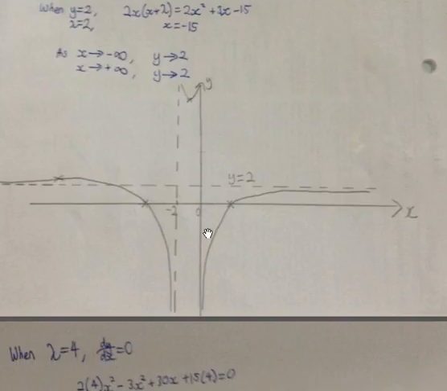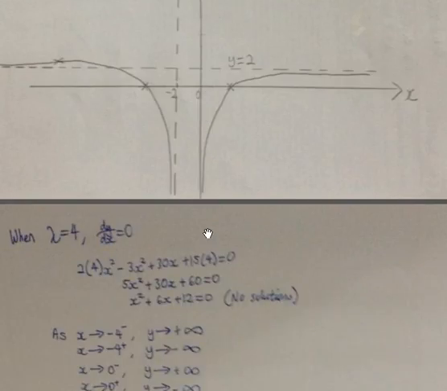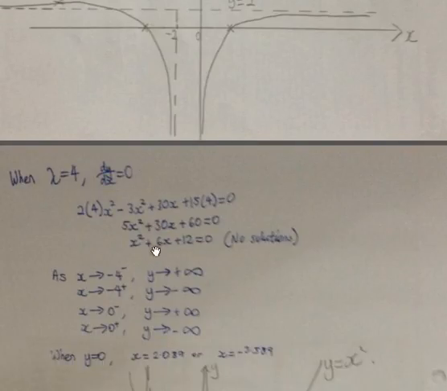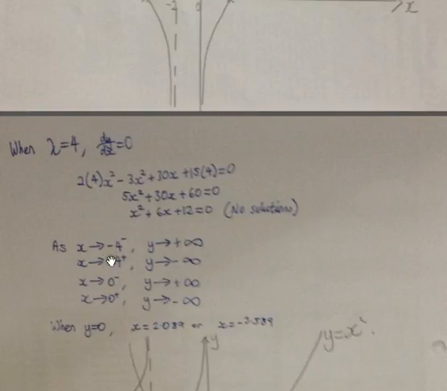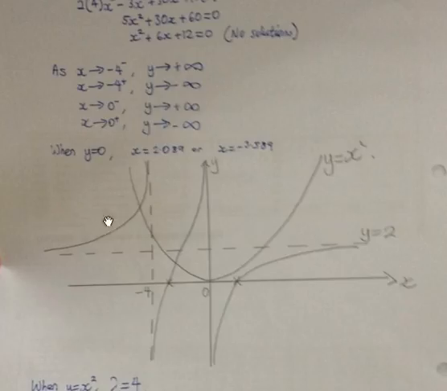Okay, next part, when lambda equals 4, we find dy/dx equals 0. However, in this case, we find that there's no solution for x. Therefore there are no turning points. Next, we do the same thing and find out what happens when the curve tends towards the vertical asymptotes, and these are the corresponding values of y. Also when y equals 0, x takes the corresponding values as above when lambda equals 2. So this is the sketch when lambda equals 4.